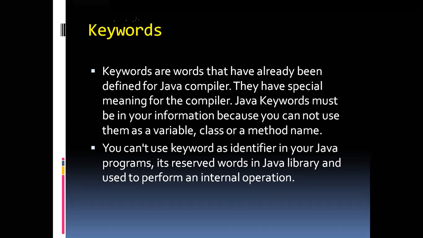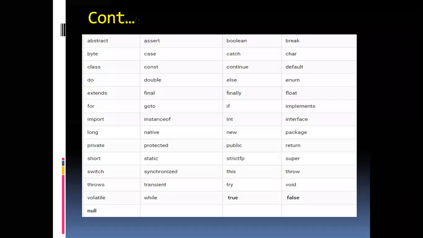And you cannot use a keyword as an identifier in Java programming, because keywords are reserved words in the Java library, and they are used to perform internal operations. Any programming language has internal operations, and in these internal operations we use this kind of keyword. That's why we cannot declare a keyword as a variable, class name, or method name. Here there are a lot of keywords.